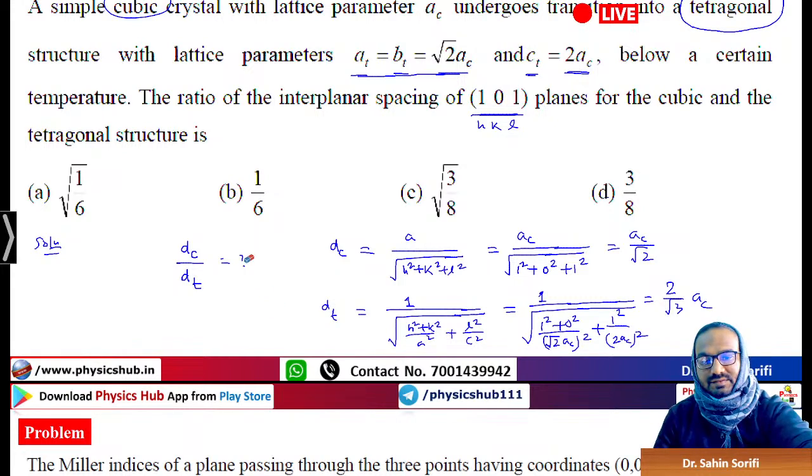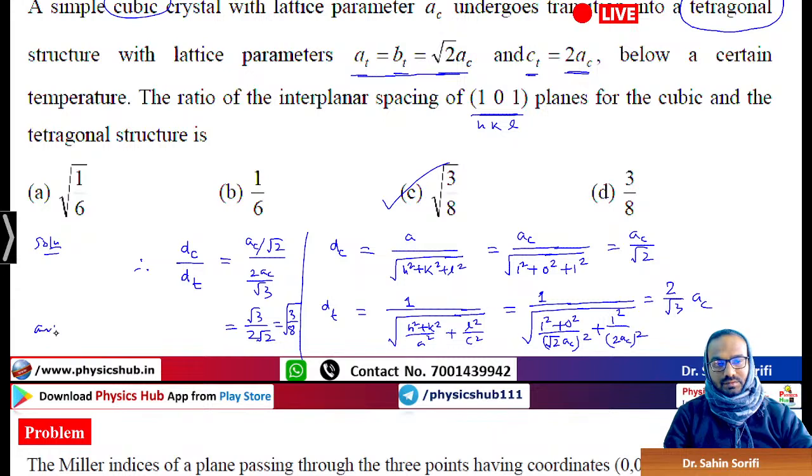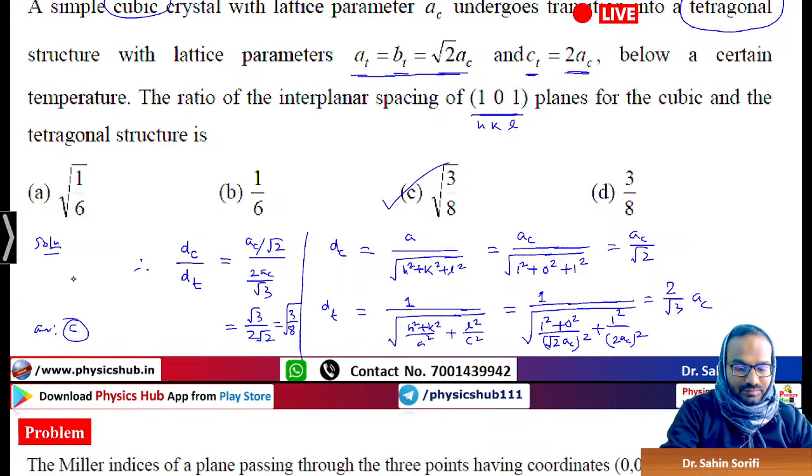So what is the value of D cubic by D tetragonal? D cubic is equal to a cubic upon root 2, D tetragonal is equal to 2 a cubic upon root 3. So this equals how much? Root 3 by 2 root 2. Now if you take this 2 inside the root, it will be root 3 upon 4 into 2, which is 8. Option C. Is it clear to all of you?